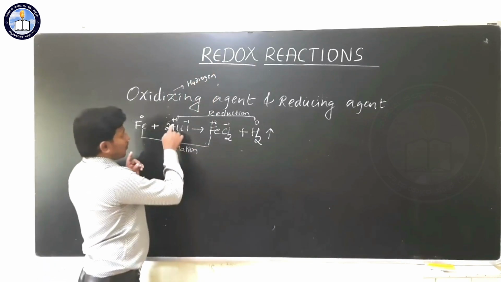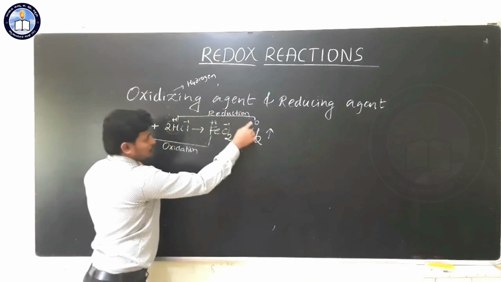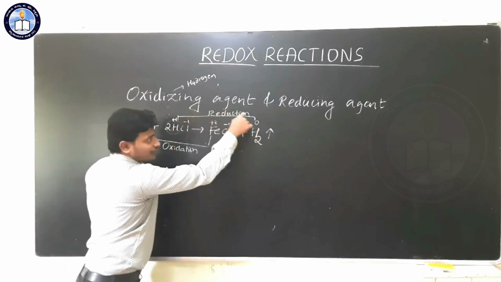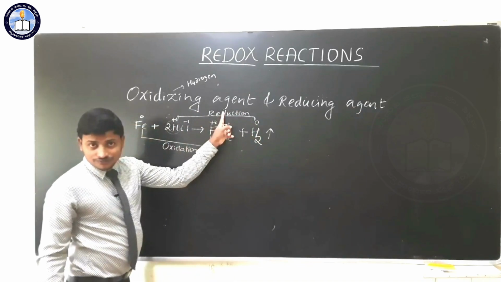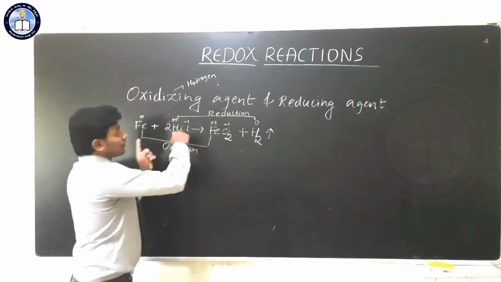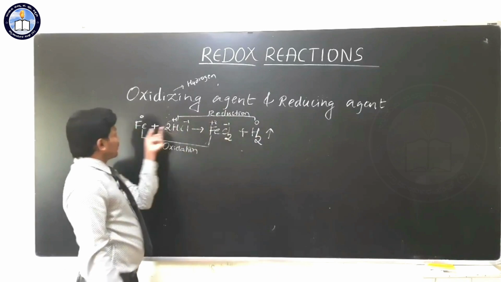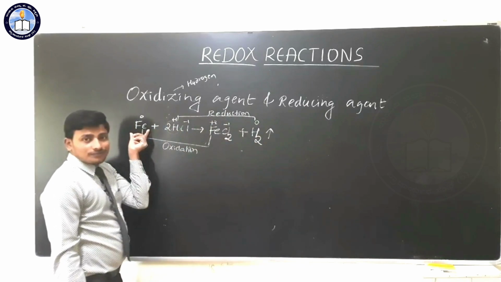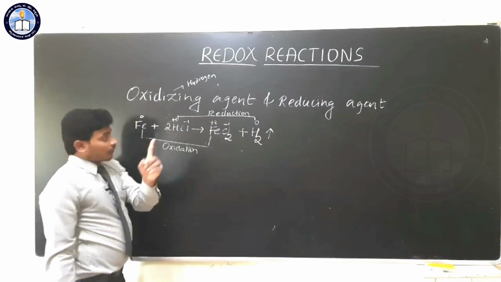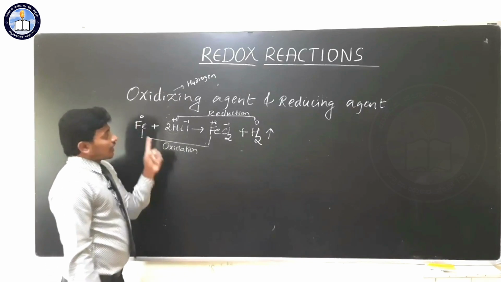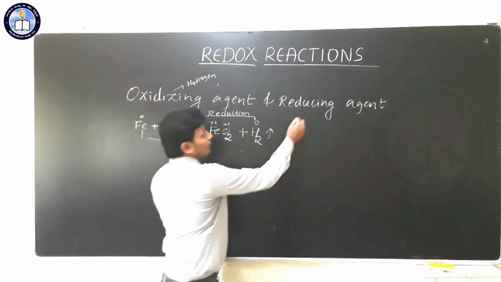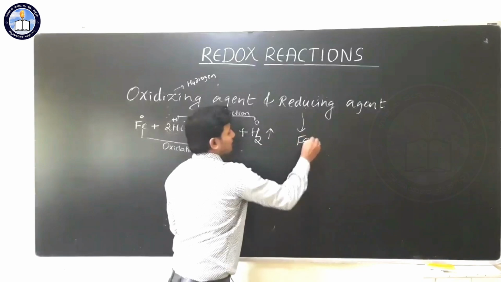Reduction means plus 1 hydrogen turns into 0 here, a decrease in oxidation number is known to be reduction, but this reduction is accompanied by or done by iron, isn't it? Therefore iron acts as reducing agent. Here iron acts as reducing agent.